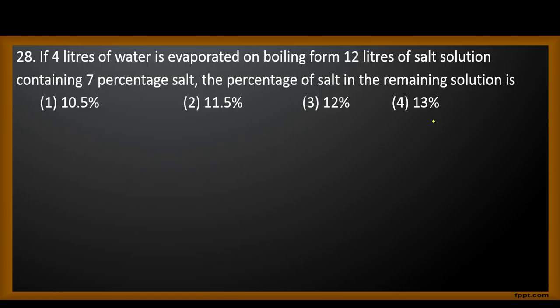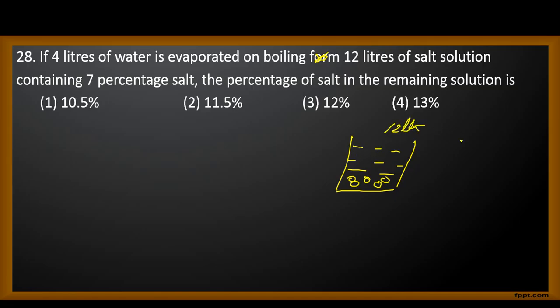Now, if 4 liters of water is evaporated and boiling from 12 liters of solution containing 7% of salt, the percentage of salt in the remaining solution is... See, there is a 12 liters of solution. Okay, this is the crystals, let us say salt crystals. This is the total solution, 12 liters.